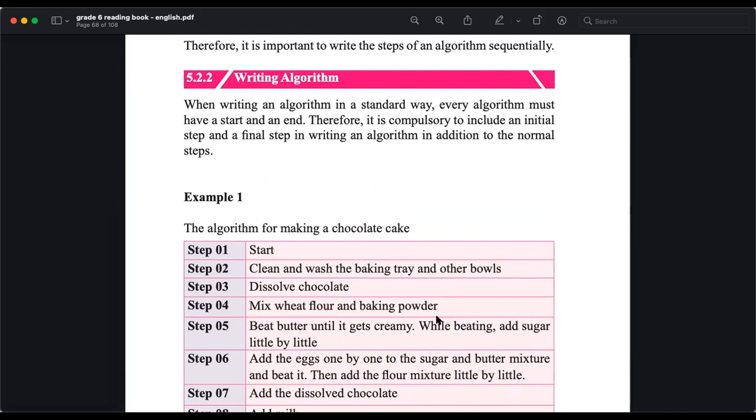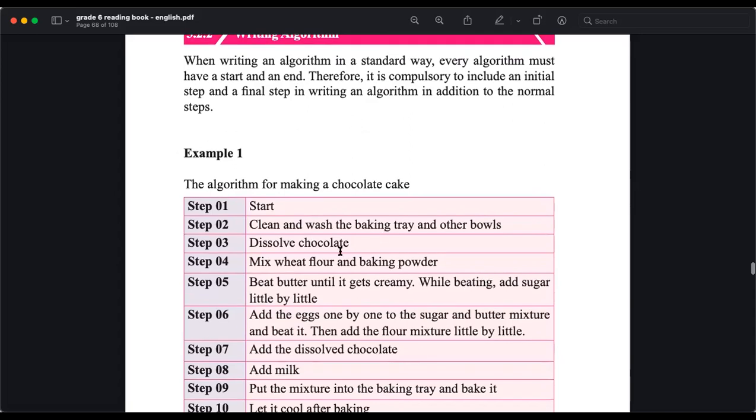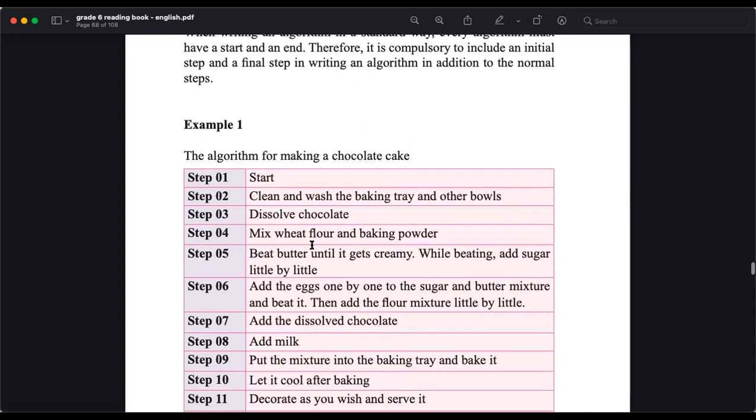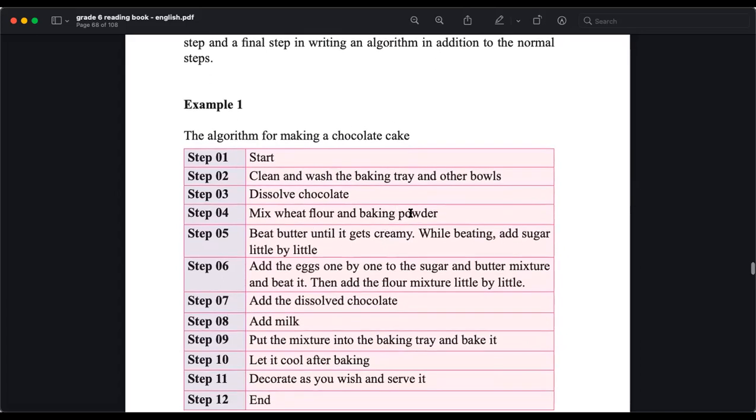So how to make a chocolate cake? Start, clean and wash the baking tray and other bowls. Then dissolve chocolate first. Mix the wheat flour and baking powder. They have not mentioned the amount. You have to get an idea by talking to your mom maybe, right?